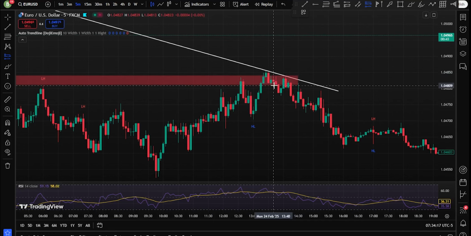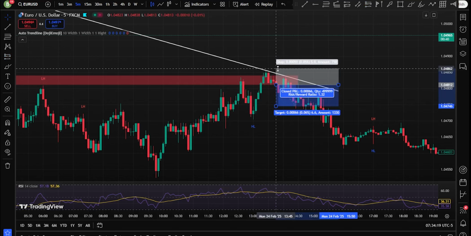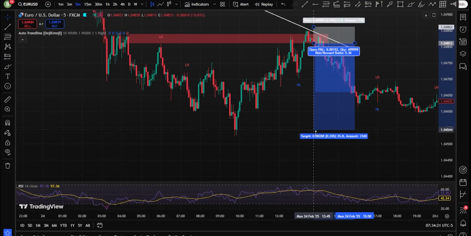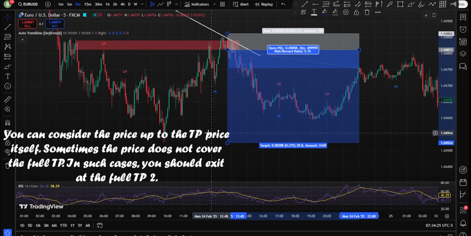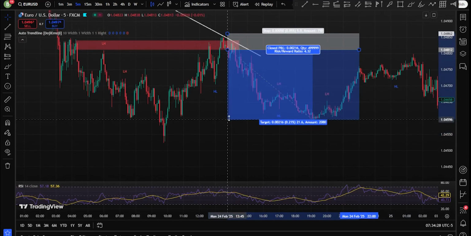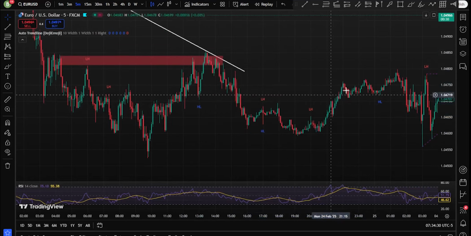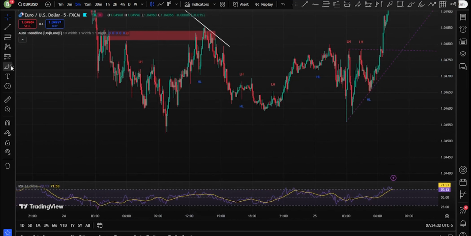2. Relative Strength Index, RSI. The RSI is a momentum oscillator that measures the speed and change of price movements. It ranges from 0 to 100 and is typically used to identify overbought or oversold conditions.